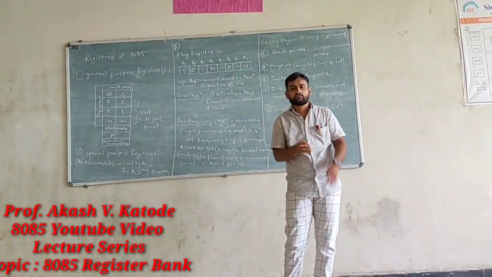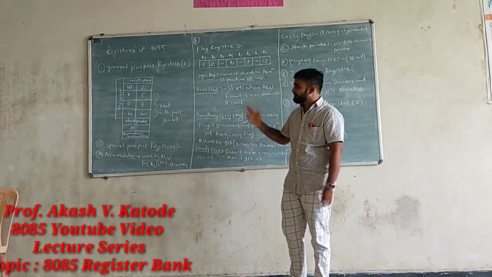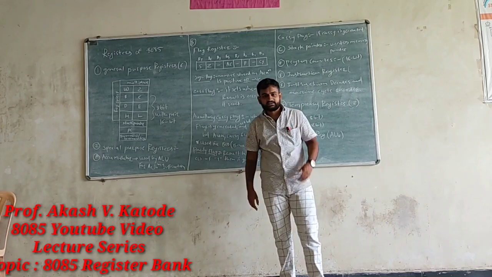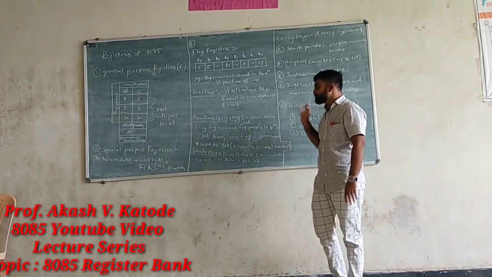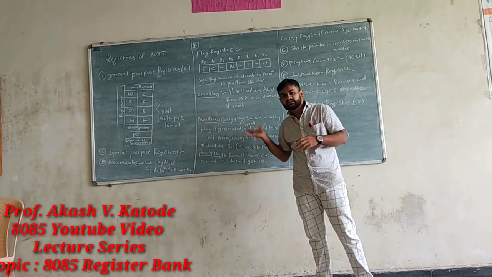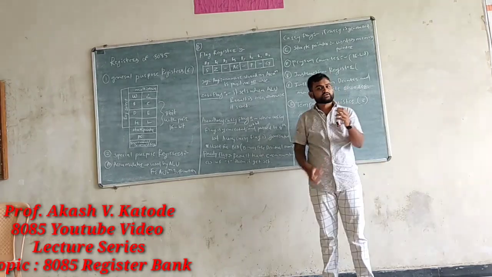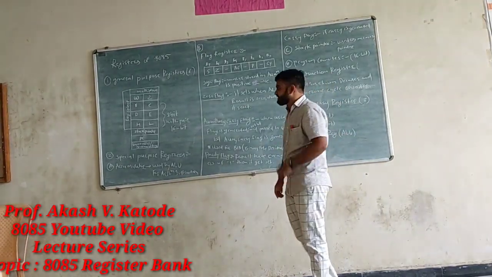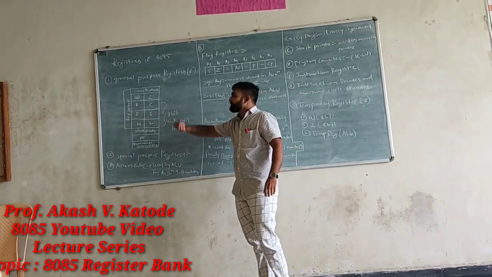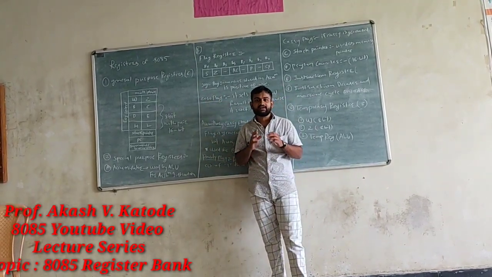8085 basically has three different types of registers: the general purpose register, the special purpose register, and the temporary registers. But each also has multiple registers inside it. First we are going to start the discussion with the general purpose registers. 8085 has a total of 6 general purpose registers available in that architecture.